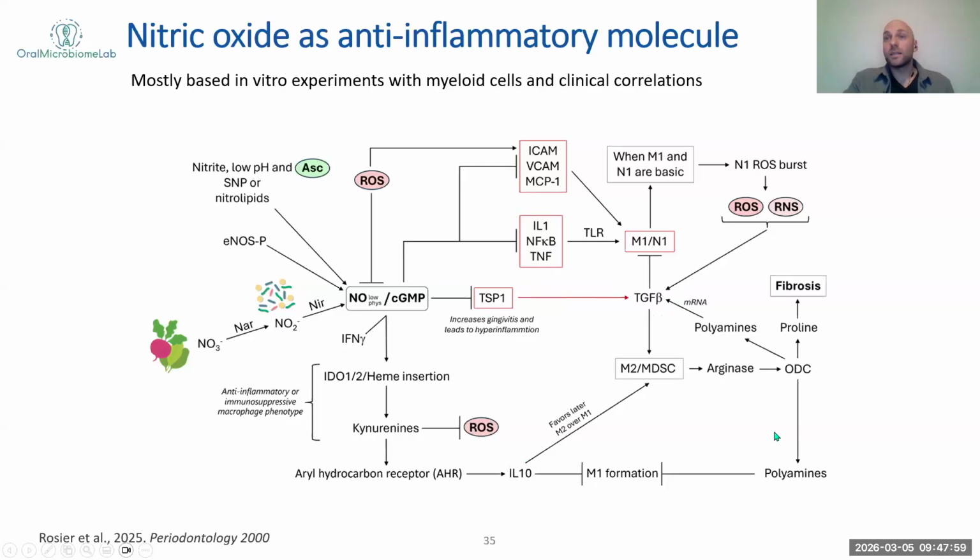And overall, you're basically helping the immune system to go to a more anti-inflammatory phenotype with the activity of nitric oxide. For example, the in vitro polarization of macrophages towards an M1 type is limited by nitric oxide. So the pro-inflammatory macrophage phenotype is limited by the presence of nitric oxide.